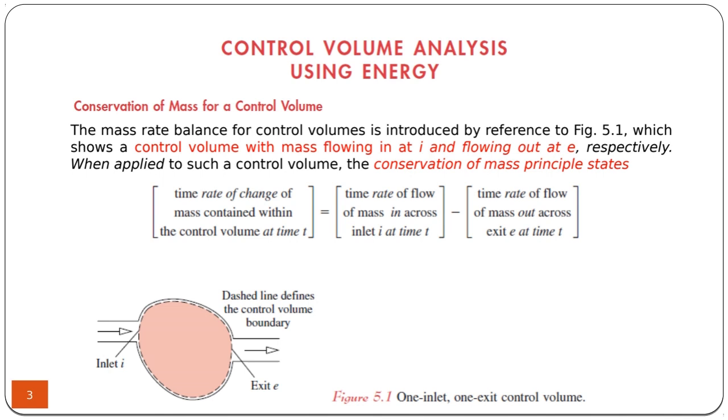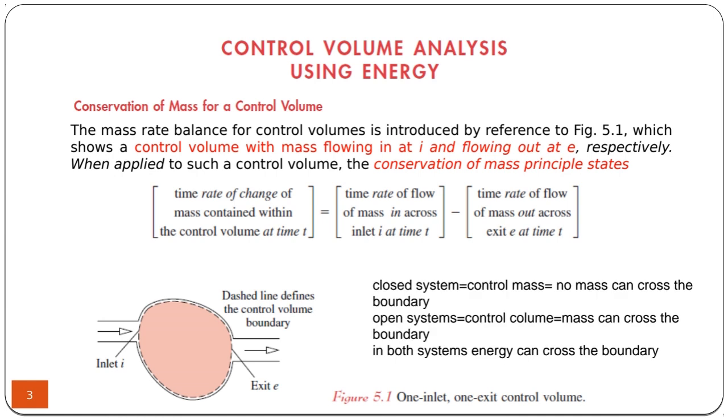In closed systems or control mass, no mass can cross the boundary, meaning that the mass inside the system is constant, whereas in the open systems, or in other words, the control volume, mass can cross the boundary. An example of an open system is seen here. The dashed lines represent the boundary of the open system. As you can see, at inlet one, mass is crossing the boundary, and at exit, mass is crossing the boundary.